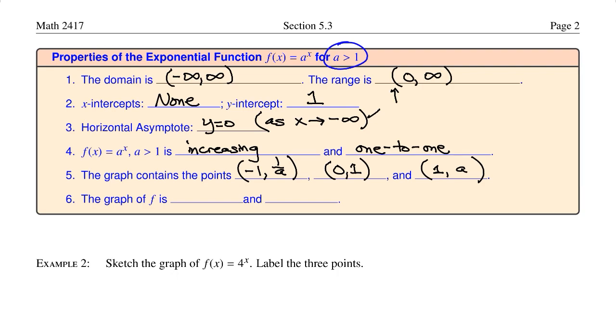Number 6, the graph of f is smooth and continuous. Smooth means that it doesn't have any abrupt, sharp corners, no kinks in it. And continuous means that you can draw it without lifting up your pencil. So your basic exponential function with a greater than 1 looks something like this. Let's see some examples.